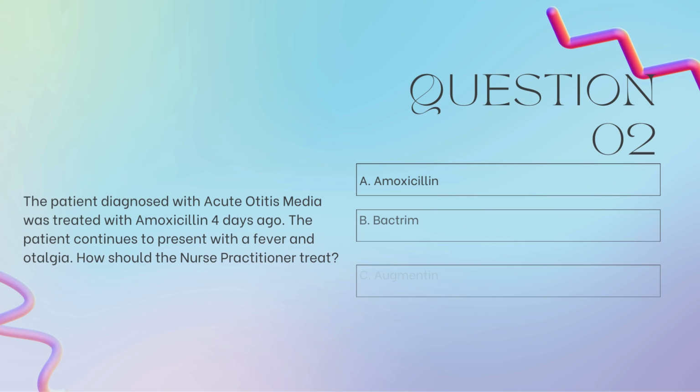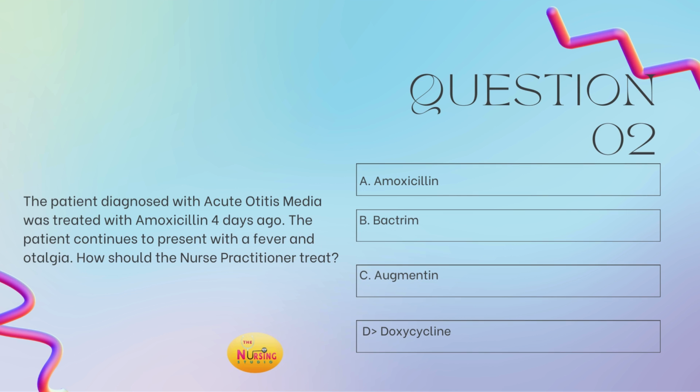All right, question number 2. The patient diagnosed with acute otitis media was treated with amoxicillin 4 days ago. The patient continues to present with a fever and otalgia. How should the nurse practitioner treat? Is it A, amoxicillin, B, Bactrim, C, Augmentin, or D, doxycycline? Take a moment and tell me what you got, you guys.